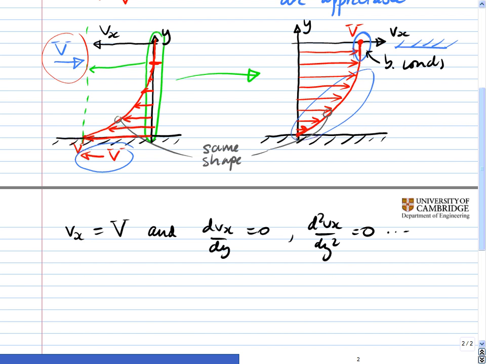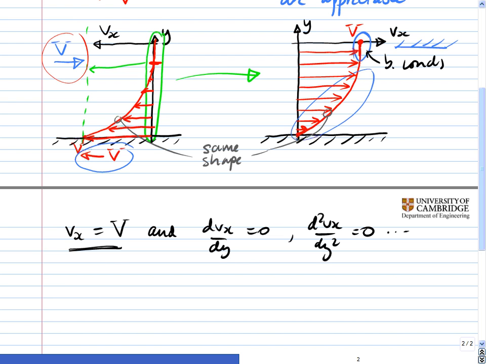Now, these last boundary conditions don't exist in the case of Couette flow or Poiseuille flow. They just have the boundary condition that there must be no slip at the surface. And so because the boundary conditions are different, we get a different flow solution for a boundary layer compared with Couette flow and Poiseuille flow.